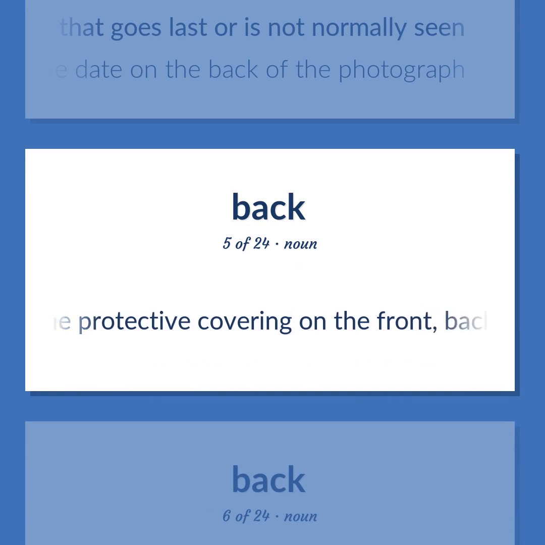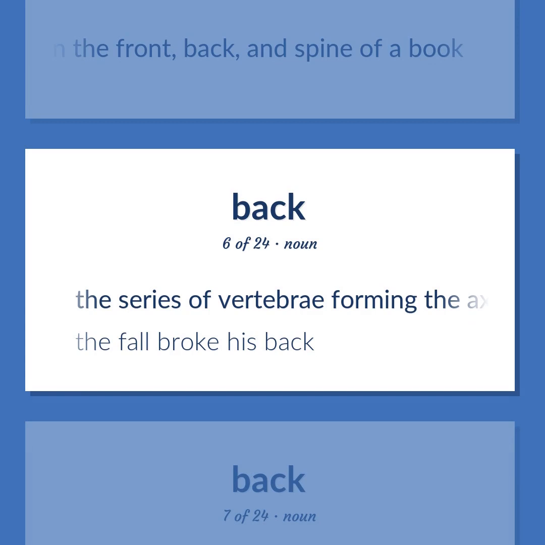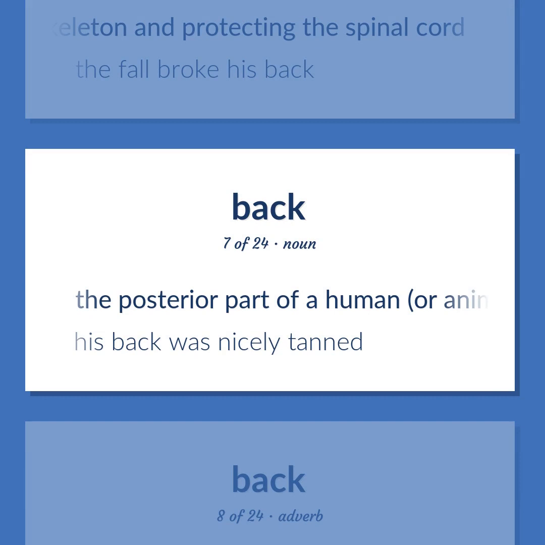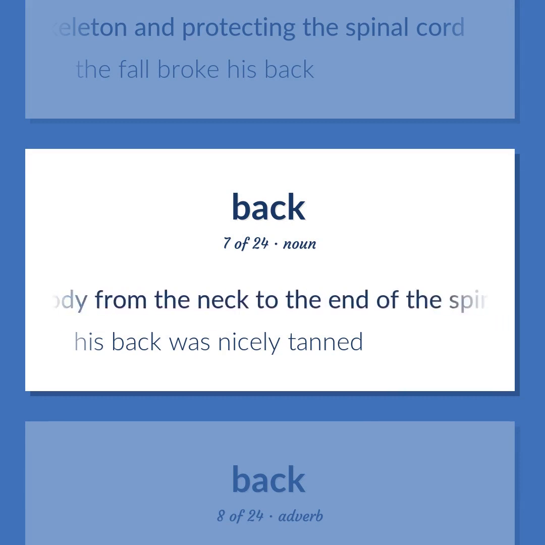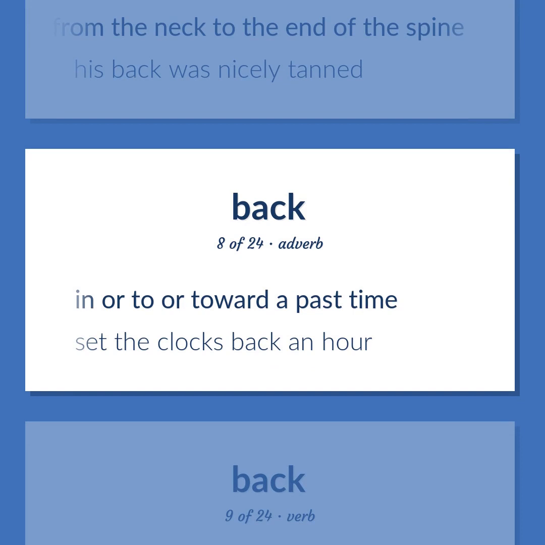The protective covering on the front, back, and spine of a book. The series of vertebrae forming the axis of the skeleton and protecting the spinal cord. The fall broke his back. The posterior part of a human or animal body from the neck to the end of the spine. His back was nicely tanned. In or to or toward a past time. Set the clocks back an hour.